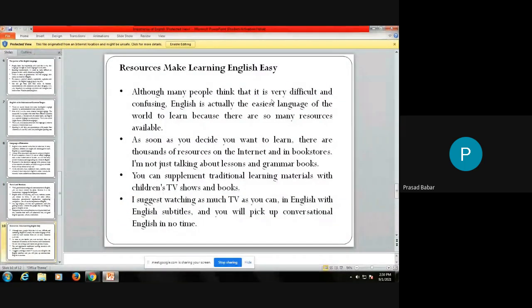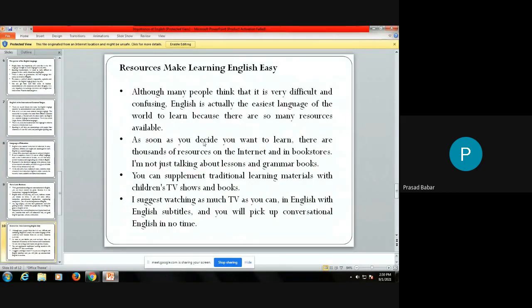That is why, because there are many resources, learning English is becoming very easy. So this is the point.